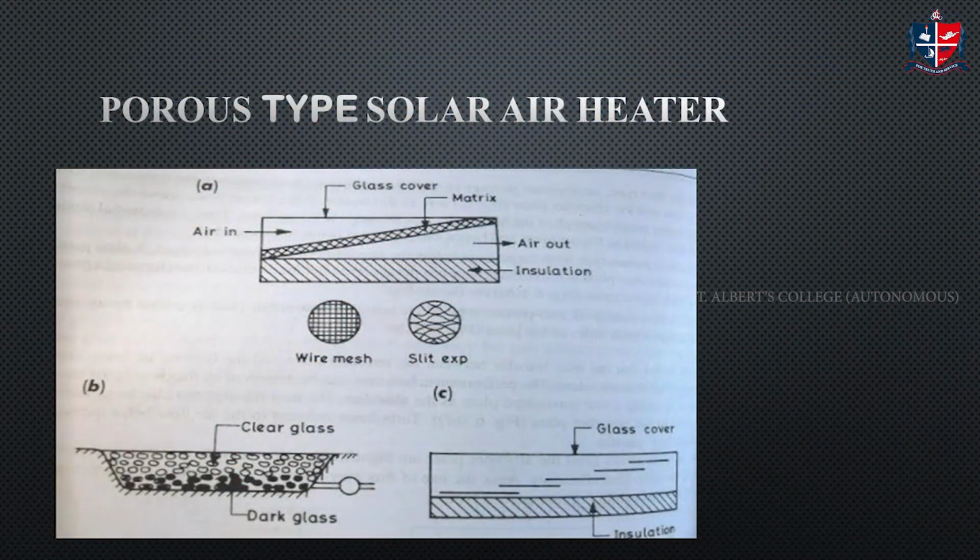So there are broadly 3 types. As you can see, one is the mesh or the matrix type air heater. The second one is the clear glass and dark glass combination. The third one is overlapped glass plate.